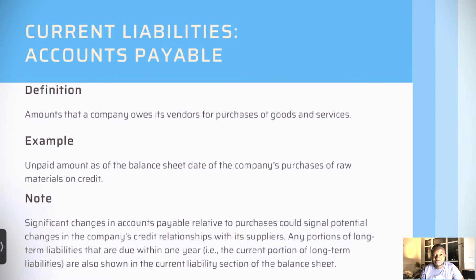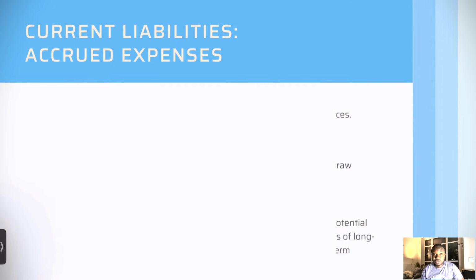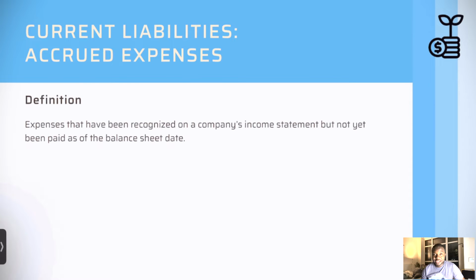Next is accrued expenses. These are expenses that have been recognized in the company's income statement but have not been paid as of the balance sheet date. Examples of accrued expenses are tax liabilities, accrued interest payables, and wages payables.